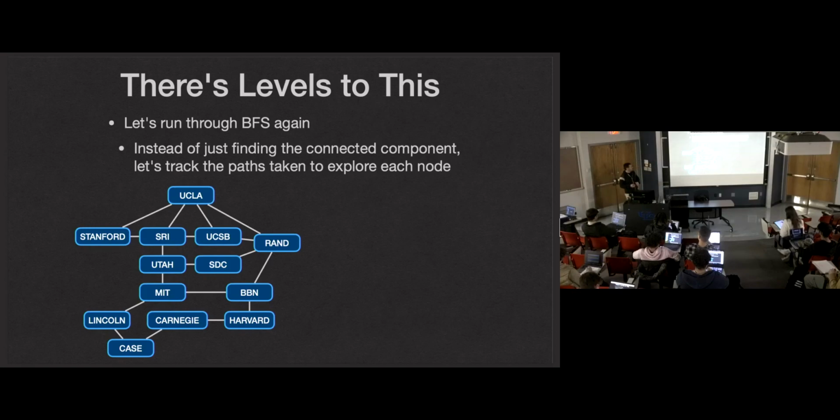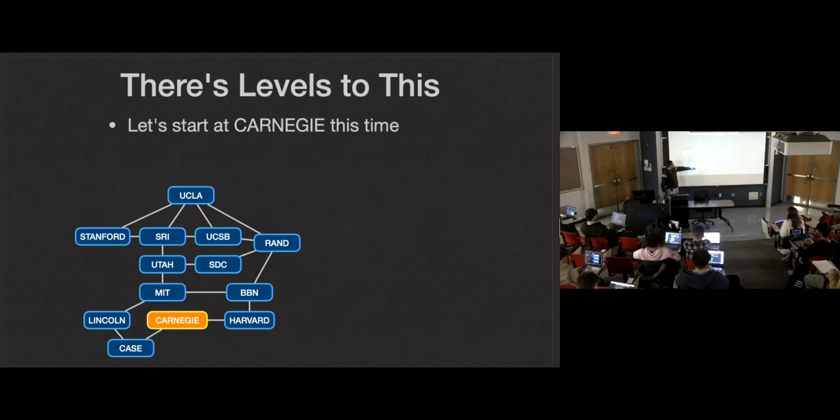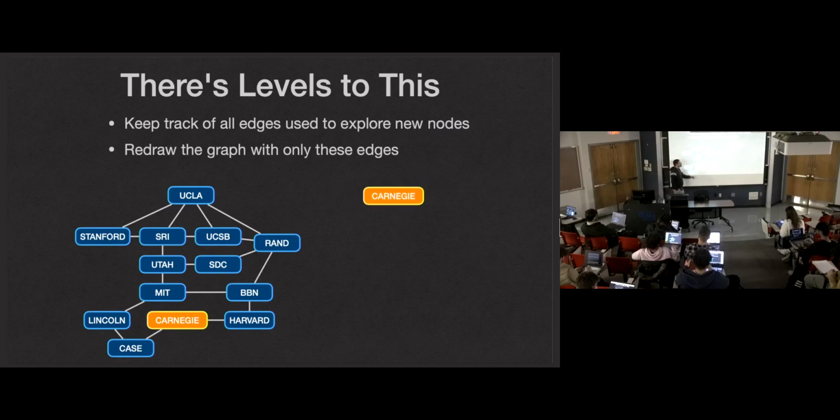So let's run through this again. And now I'm going to keep track of a little bit more information. Instead of just marking nodes as visited and keeping track of the connected component of a node, I'm going to visualize it like this. I'm going to start at Carnegie, because I don't feel like starting at UCLA again. I'm going to start at a different node, Carnegie. And each time I visit a node, I'm going to build a second graph that contains all the nodes that I'm visiting and all the edges that I used to visit each node. So Carnegie, and I'm going to be very careful with the way that I display this new graph.